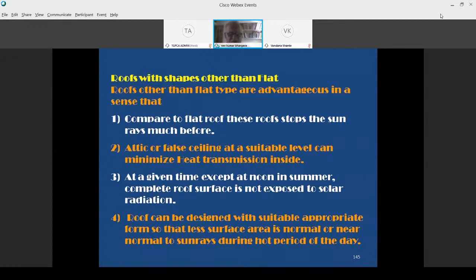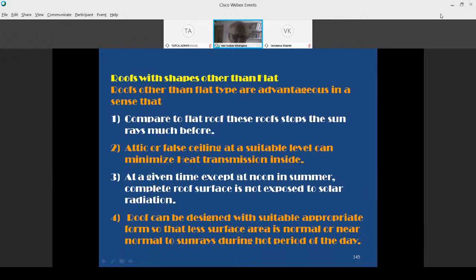Then all these other than flat are advantageous in a sense that, compared to a flat roof, these roofs stop the sun rays much before. Yes, because these roofs have pitches at much more height, and we can have a false ceiling here or an attic floor, an additional floor, and a false ceiling always helps in restricting the heat radiated inside from the roof. At a given time except at noon in summer, the complete roof surface is not exposed to solar radiation.